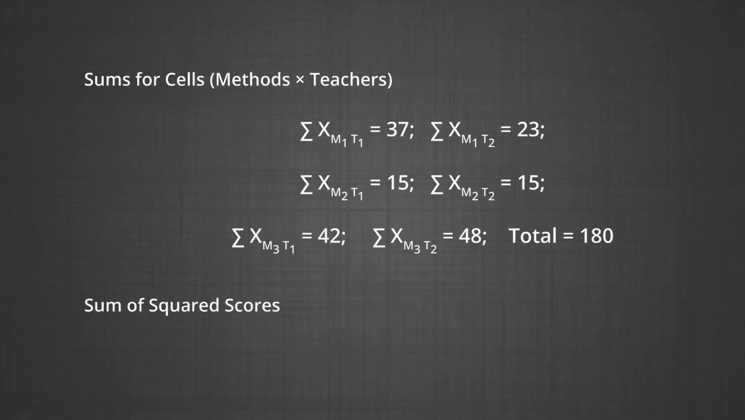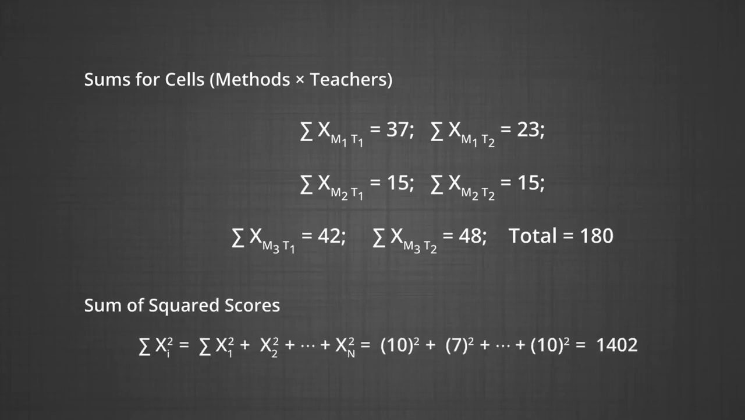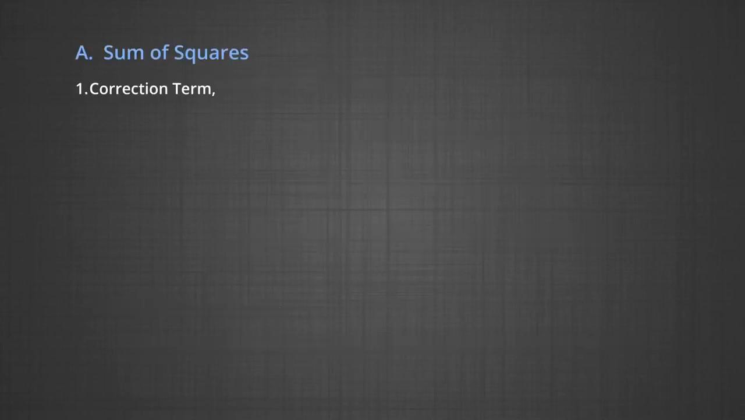Sum of squared scores. Now we have sigma X1 square plus sigma X2 square plus and so on, plus sigma Xn square. That gives me 10 square plus 7 square plus and so on, plus 10 square, and total is 1402. Sum of squares now.